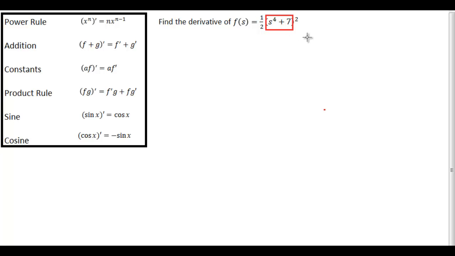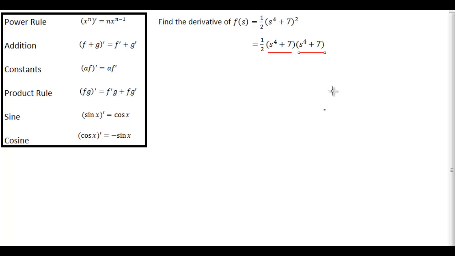So don't make the mistake of just pulling the 2 down in front and making that a 1. We will get to a process for how to do that when we get to the chain rule, but right now we don't know how to do that. So the only way we have to deal with this squared business is to actually multiply it out. We have two copies of s to the fourth plus 7, because that's what it means to square something. And now it's clear that we have another product rule situation. I've got this times this.